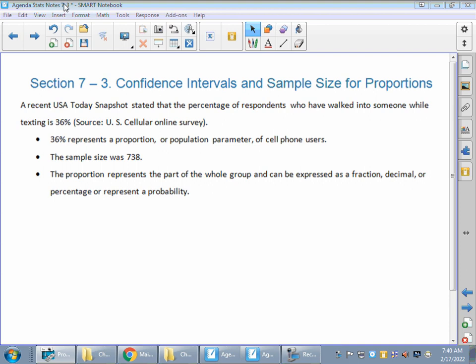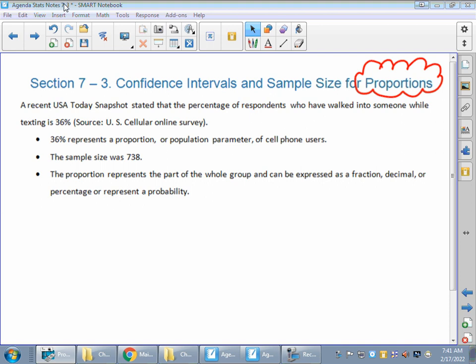7.3 is called confidence intervals and sample size for proportions. So in 7.1, we did confidence intervals and sample size for population mean, right? In section 7.2, we did population mean, but it was when we didn't know sigma. And in section 7.3, we're going to make confidence intervals for proportions. We've done proportions before, so let's talk about what we need to know.